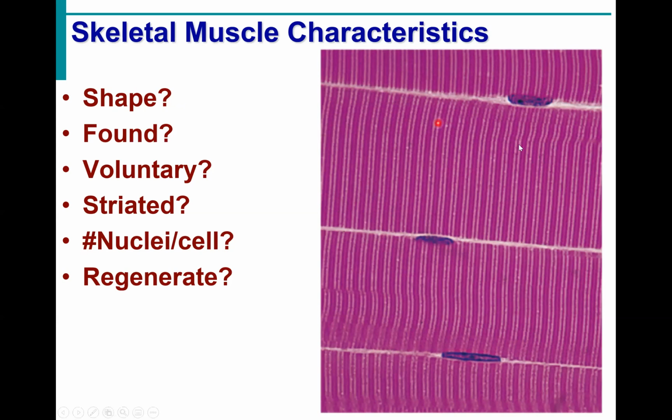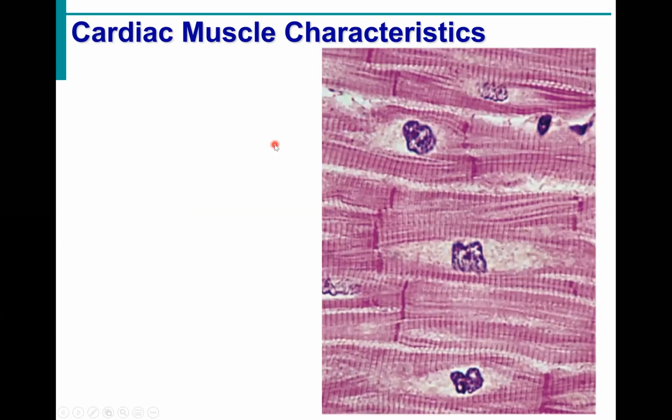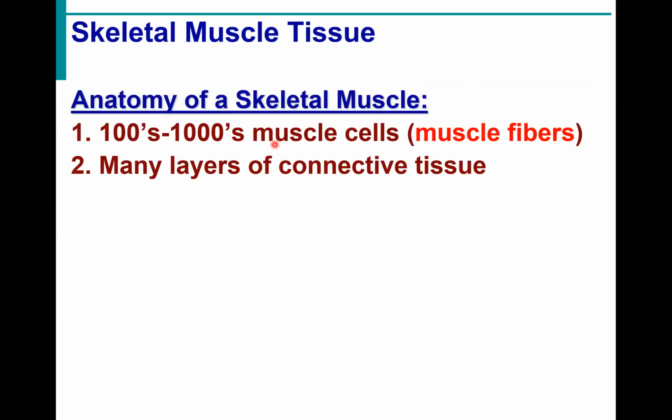So not only are the proteins perfectly aligned within one muscle cell, but they're perfectly aligned between the muscle cells as well. And again, that type of precision comes by having connective tissues that hold and put everything into place.